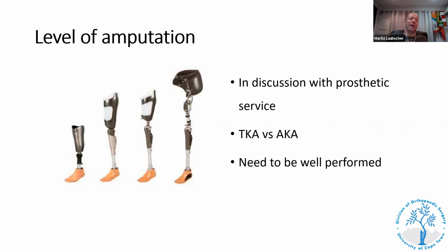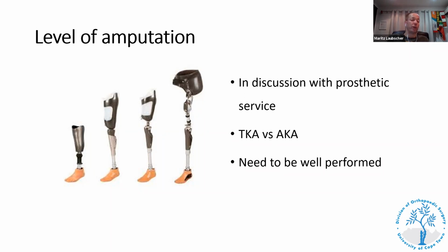As I said, below knee amputation function does much better than above knee amputation. The important thing is, when you decide where to amputate, it's important to discuss it with your prosthetic service. The main debate is always between a through knee amputation and above knee amputation.